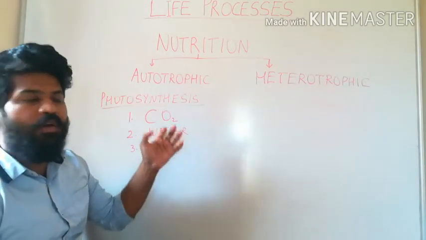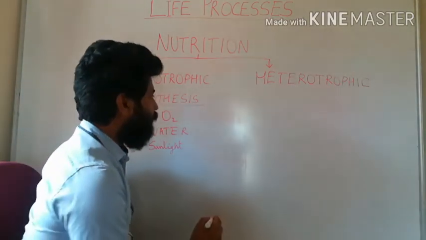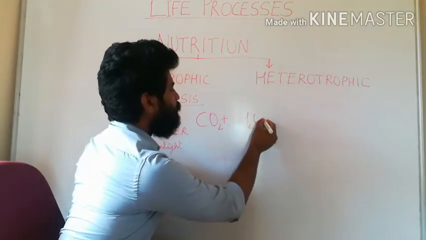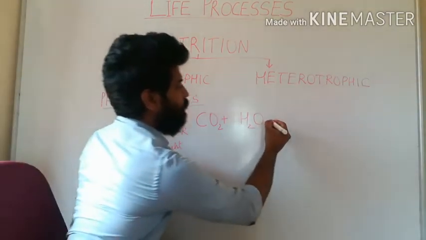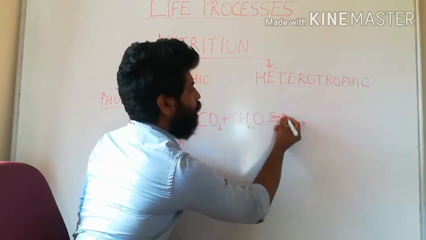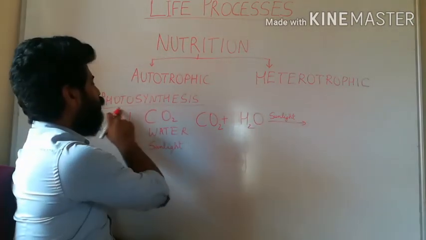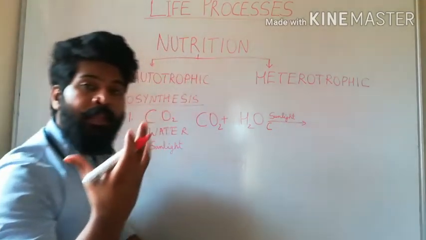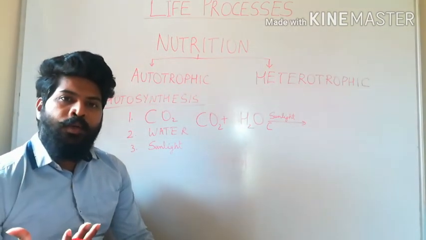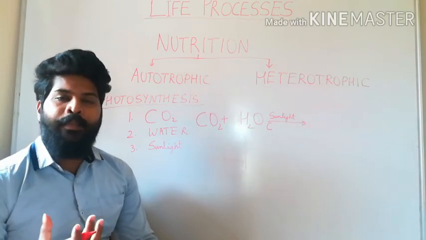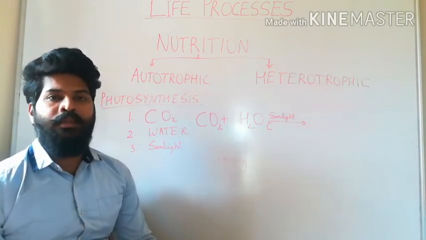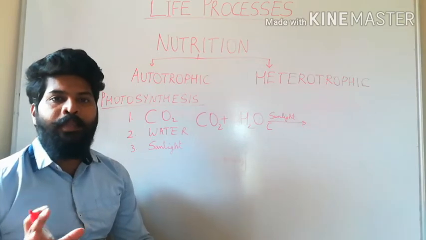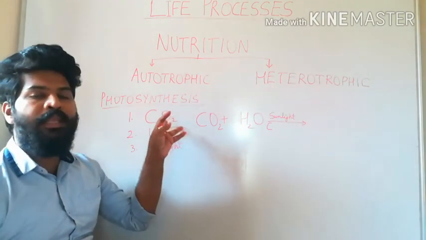Summarizing the entire process of photosynthesis, we can write it with the help of an equation: carbon dioxide plus water, which are the two raw materials, with the help of sunlight. That's why it's called photo, using sunlight. And how do they absorb the sunlight? The main organs that help in absorbing the sunlight are the plant leaves. To a smaller extent, even stems can absorb, but 95% of the photosynthetic process takes place in the leaves.